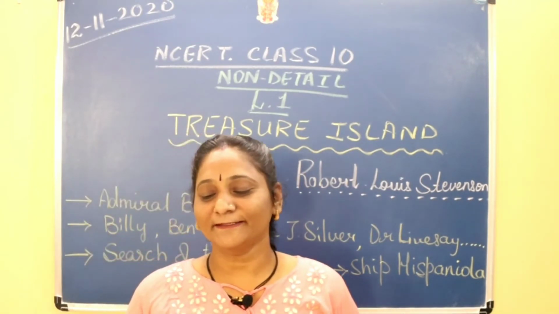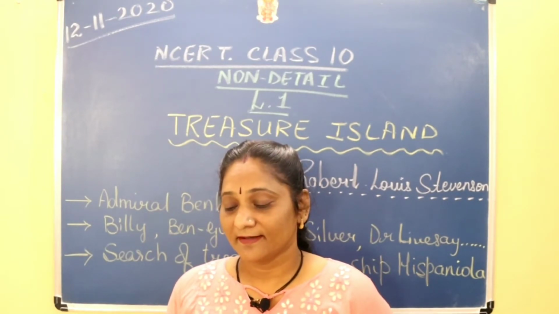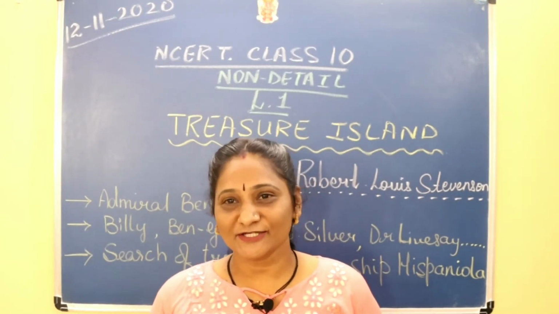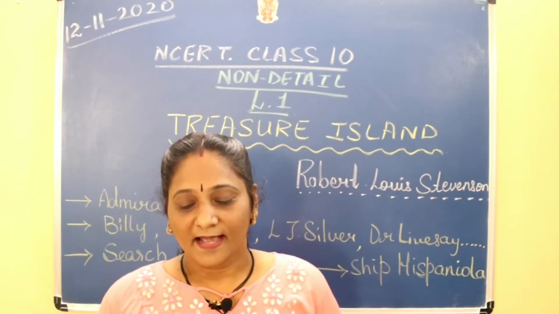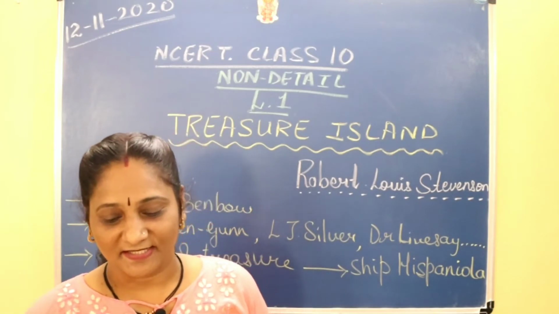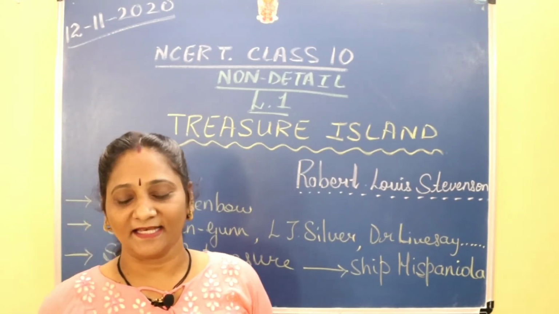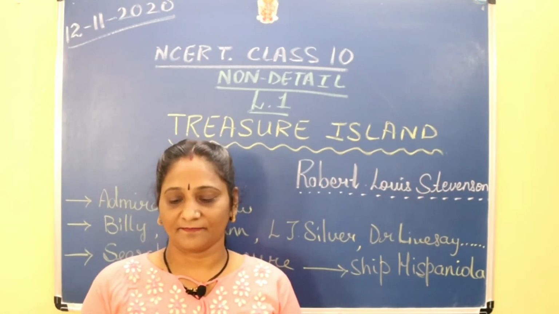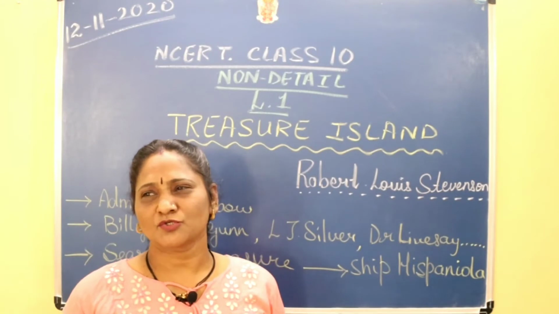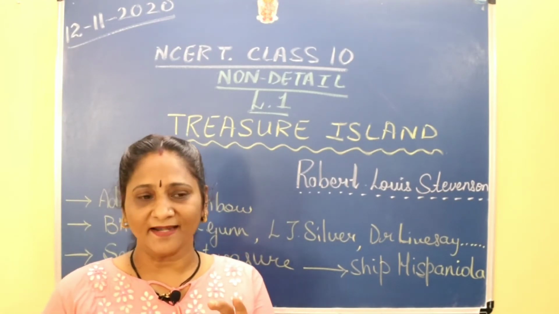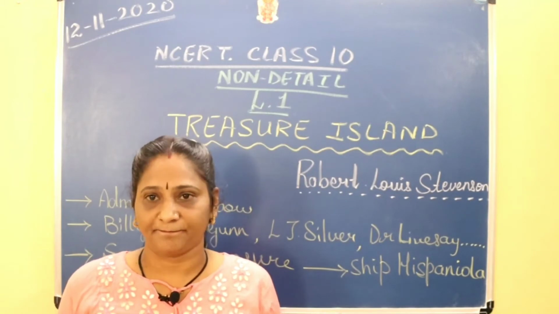Jim and his mother could hear loud voices. They both fled out into the night and hid. Blind Pew and several other pirates had arrived and they had proceeded to ransack the inn. So what do you mean by ransack? Ransack means to search a place so thoroughly that they throw the things here and there. They cause harm to the property.